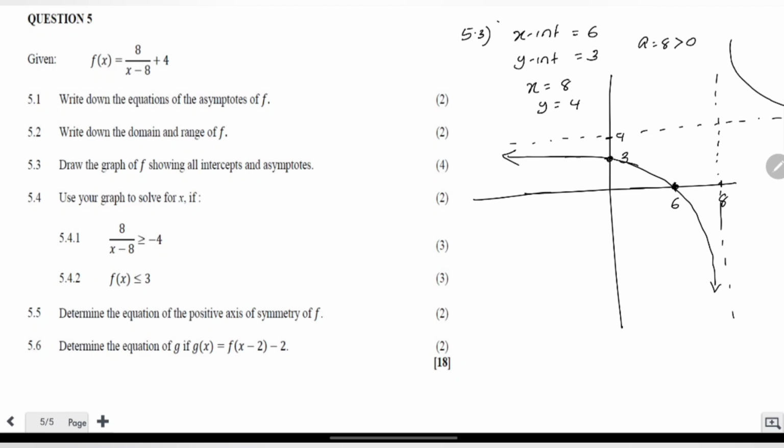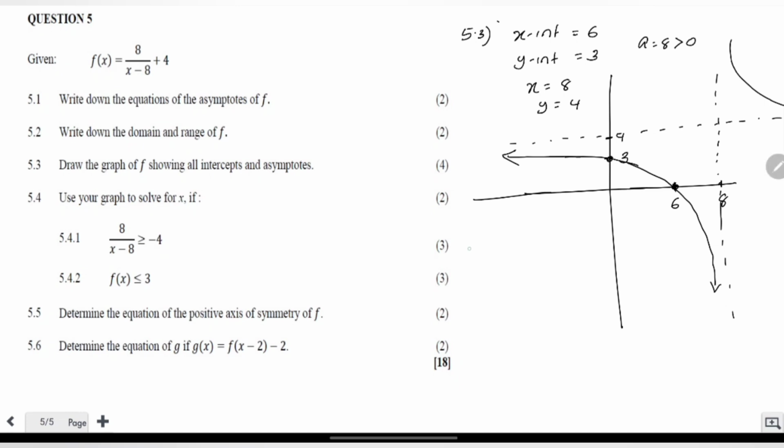So we are done with all the intercepts, because you have to draw the graph of f showing all the intercepts and asymptotes. See, everything is there. So this is how you will get 4 marks. So when you get a question like this, definitely you will be given what, a diagram sheet. Okay, so you have to draw the asymptotes and then just draw the graph. That's it. So this is how we have to draw the graph. Now the next question, 5.4, use your graph to solve. So you have to draw graphically. Okay, so first question number 5, you have to find the values using graph.